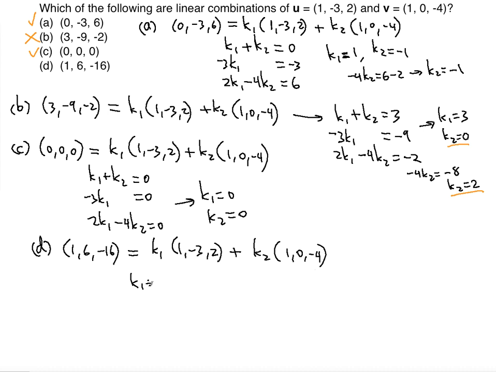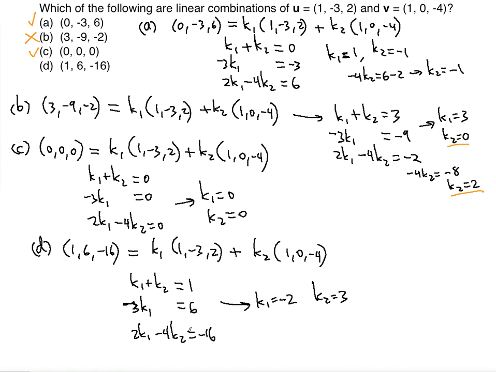Right, so k1 plus k2 is equal to 1 now. Negative 3k1 is equal to, write the equal sign, equal to 6 now. And 2k1 minus 4k2 is equal to this number, negative 16. So let's see if this one is consistent. So k1 here is 6 over negative 3 is negative 2. k2 is equal to, so there's a minus 2, so plus 2. 1 plus 2 is 3.